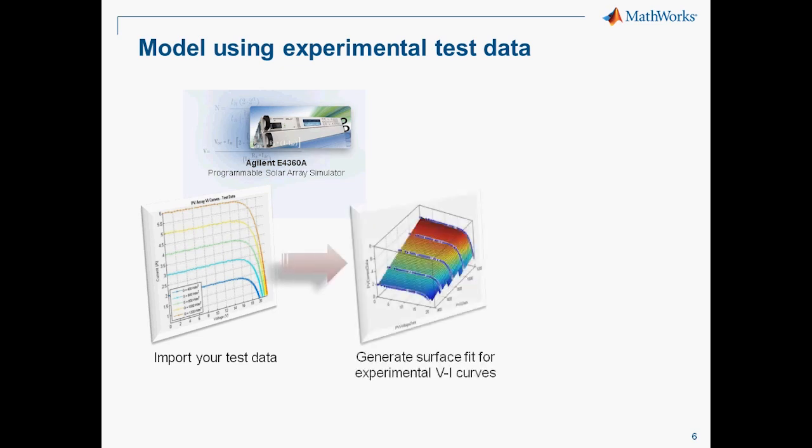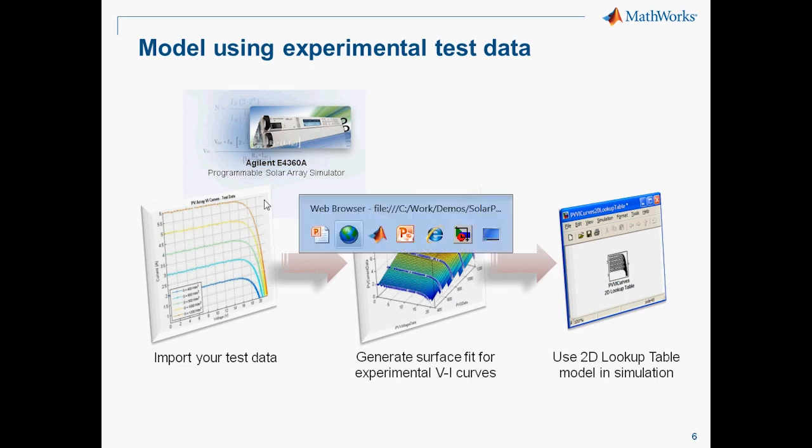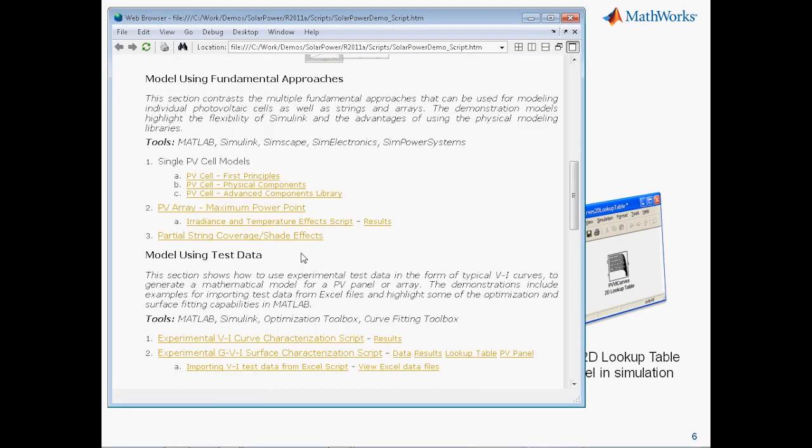What I'm going to do in this particular case is show you a way of generating a surface fit for a set of experimental data. And from that surface fit, I'm going to create an equivalent Simulink block directly, without at any point building any kind of equation. So let me go back to my script.